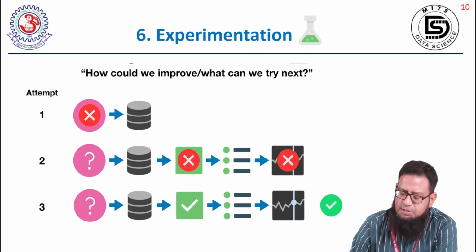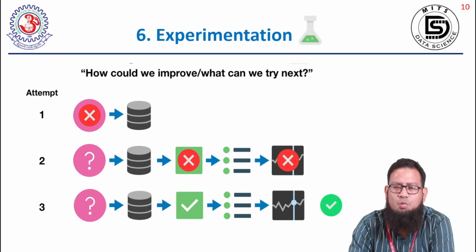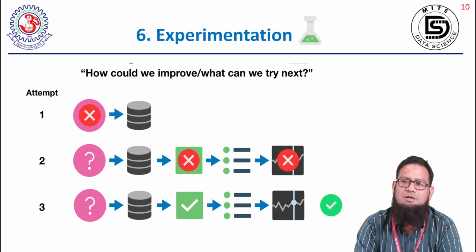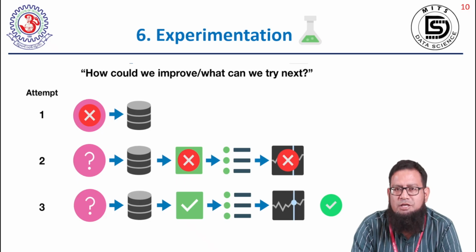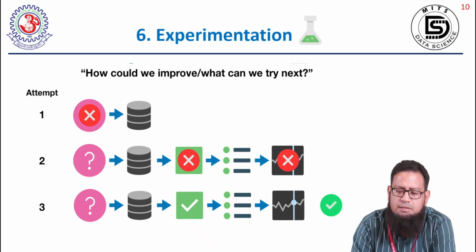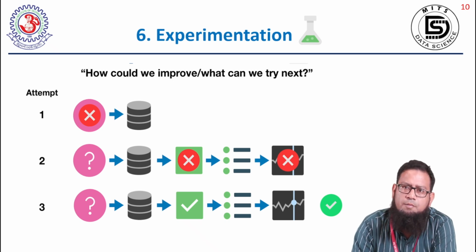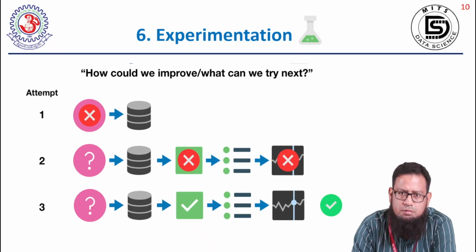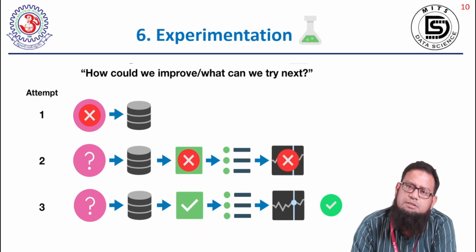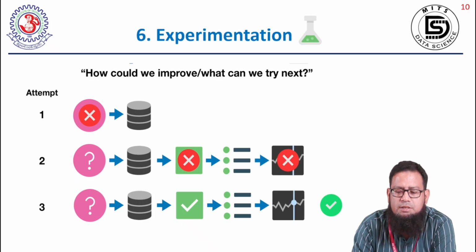Let's go for the next one, which is the last one, and also one of the most important. If you do research, you need to keep on doing experimentation, and you have to keep checking your accuracy, your precision and all this. So the first question that should come to your mind is: how could we improve? Or what can we try next? Now suppose you have your first attempt with your data, and it doesn't work out, or you did not understand the problem statement itself. You go for a second attempt, try to understand the problem.